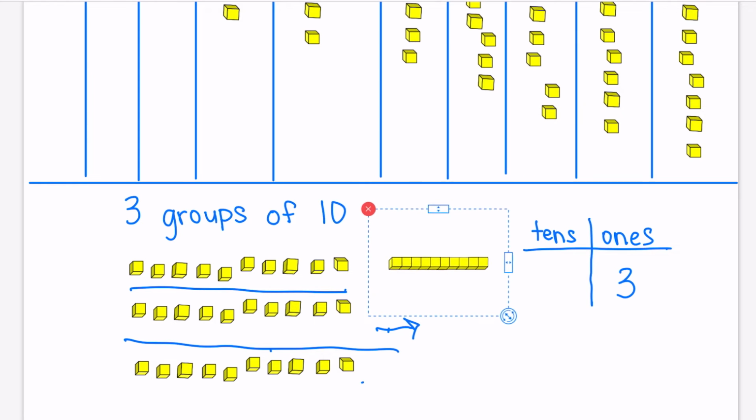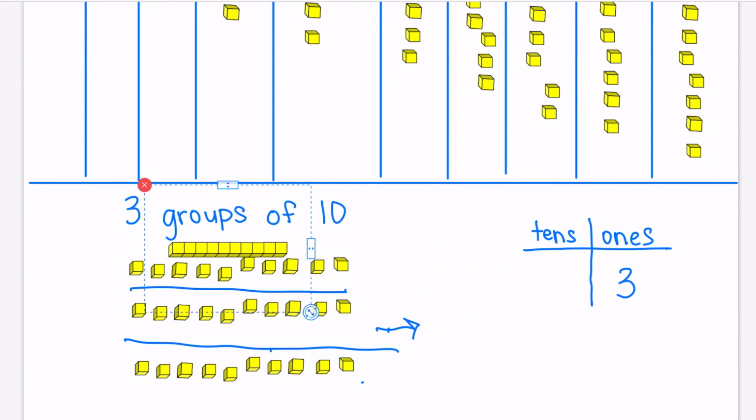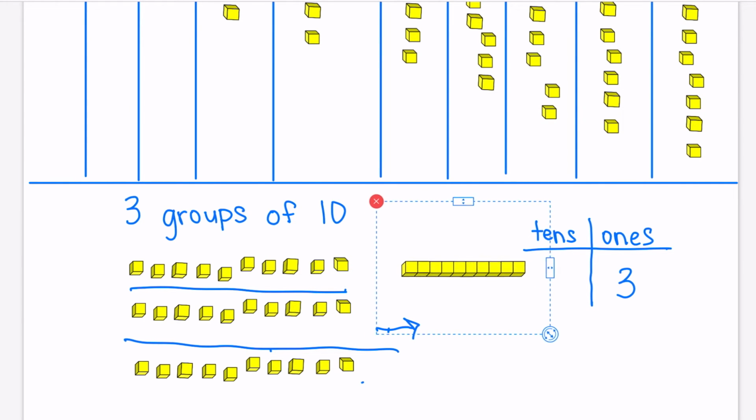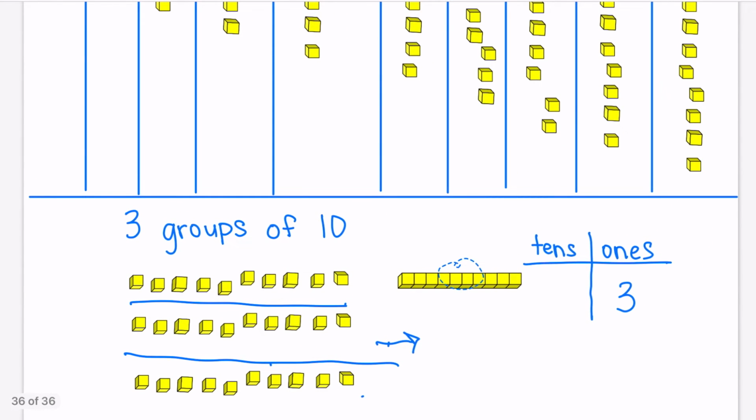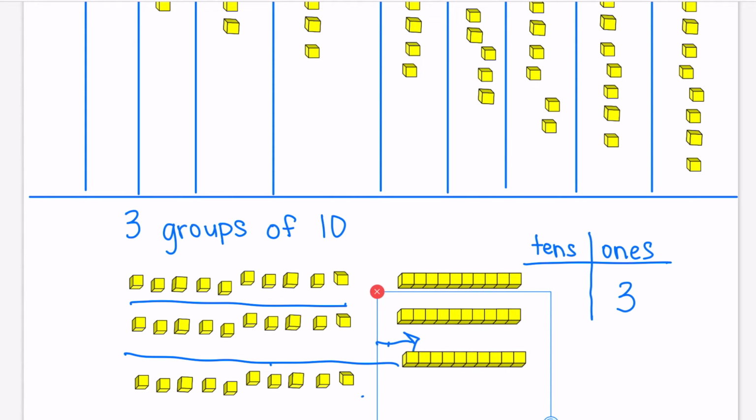So what we're going to talk about is that we can use the 10 from earlier, how we can condense 10 of these ones into a 10 strip, and we are going to exchange it. So here is 1 ten, two 10s, and 3 10s. So we know that 3 groups of 10 is going to be equal to 30.